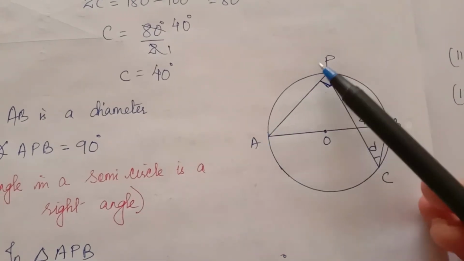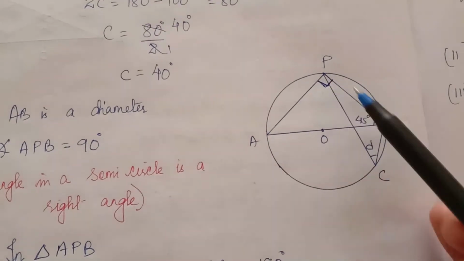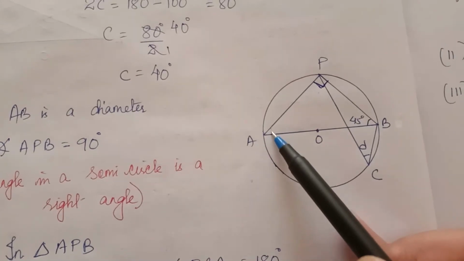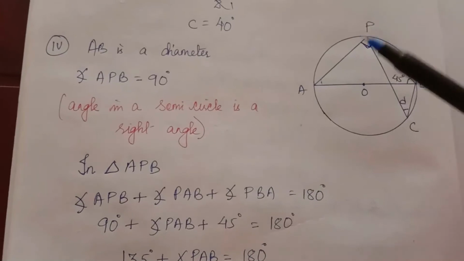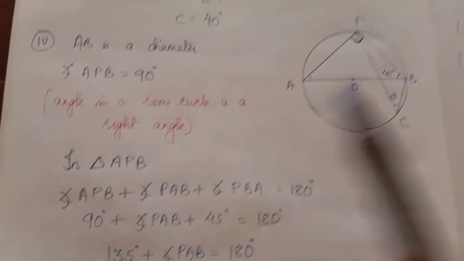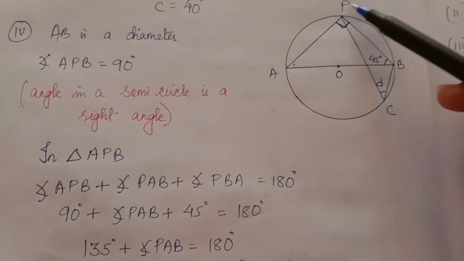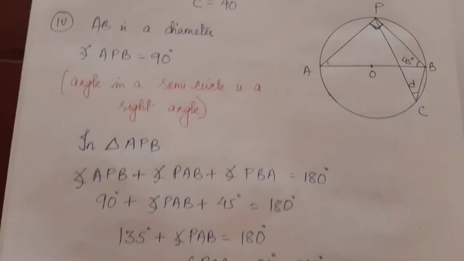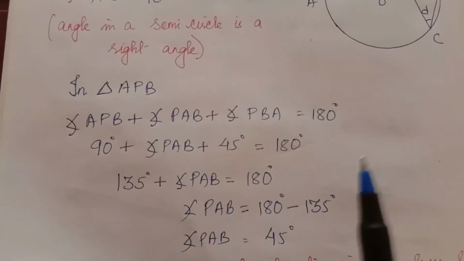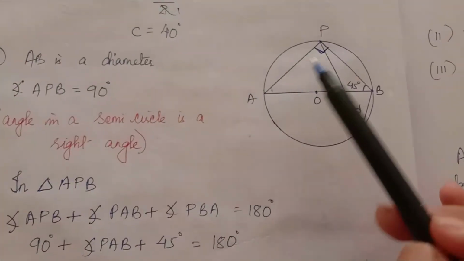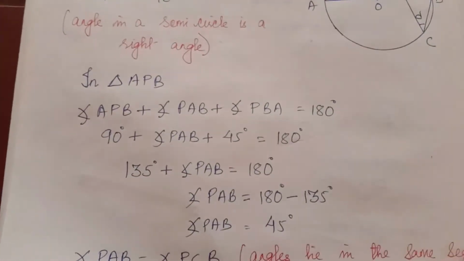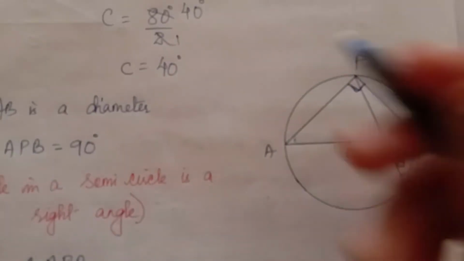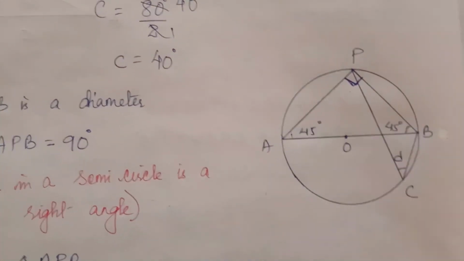We will consider triangle APB. So 90 degree, 45 degree. We can easily find this third angle. So we'll consider triangle APB, and we will write all the angles APB, PAB and PBA. Their sum is 180 degree. This is 90, this is 45. You write, then here you will get again 45 degree. This is 45 degree, this is 45 degree.